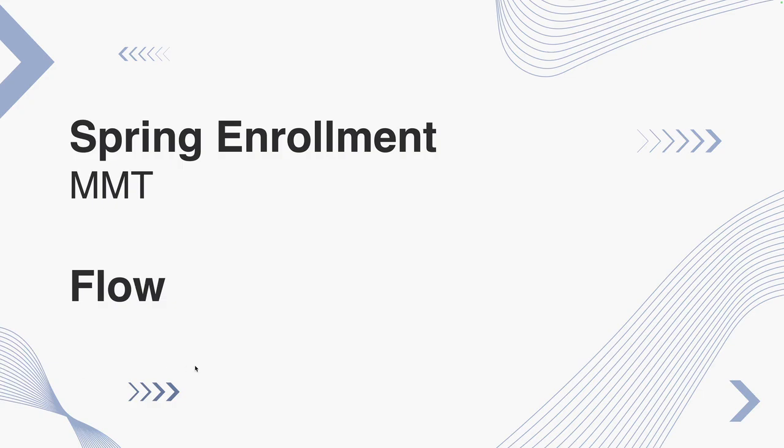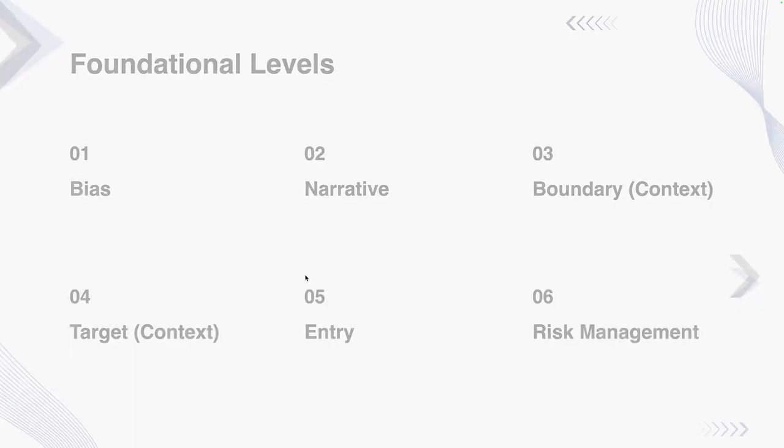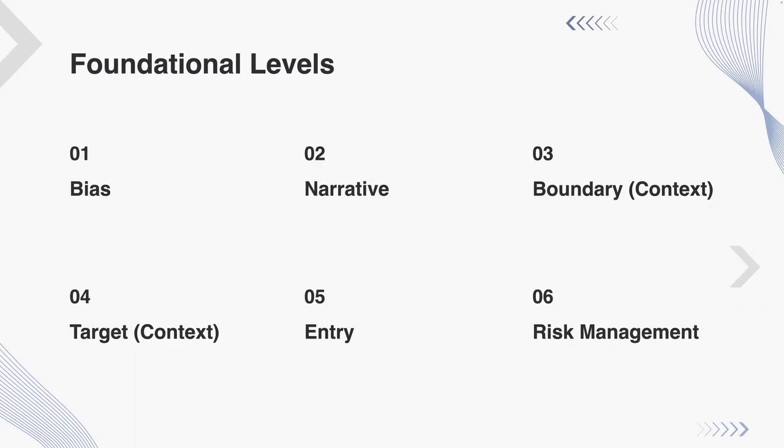All right, after the filtering process, we want to go over the flow and the basis and the foundation of a flow trading plan. Right here, if we go over the first slide, we see again those foundational levels. And we need to understand that when we're talking about the foundation of a flow trading plan, we are mainly talking about the bias and the narrative. Boundary, target, entry, risk management, it's all quite similar. But the way you get to a bias and a narrative is different in a filtering process trading plan and different in a flow trading plan.